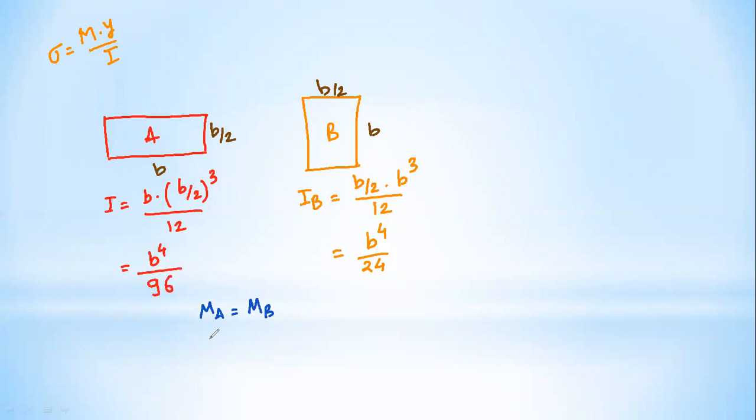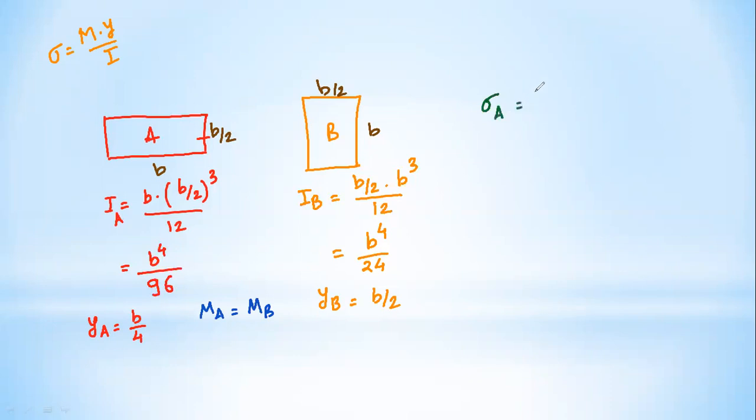right? Okay. Now what will be y here? See, in case of section A, what will be y? Ya, which is equal to b by 4. It will be half of b by 2. And what will be yb? It will be b by 2. Yes? Is it clear?